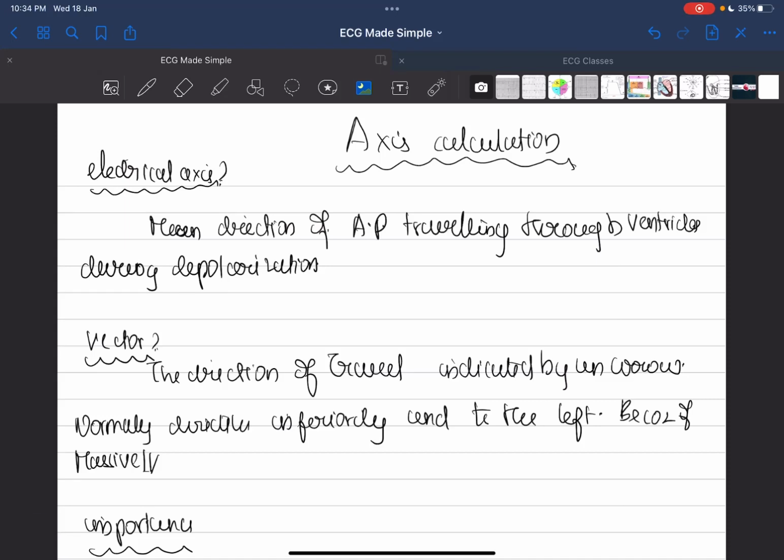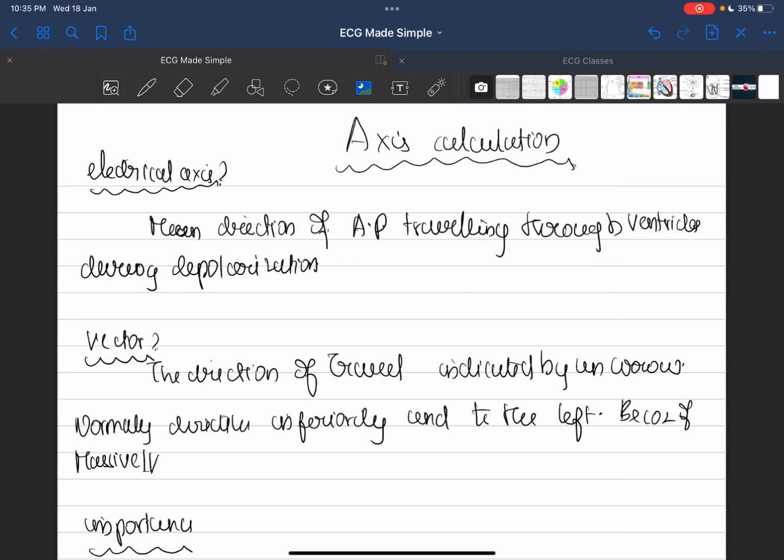This series is on axis calculation. Before jumping into the topic, the one advice I would give about axis calculation is: don't try to learn so many methods of axis calculation, because there are so many methods. I know four to five methods, but when you know more methods, you tend to get confused between them. You don't have a single method that sticks in your mind.